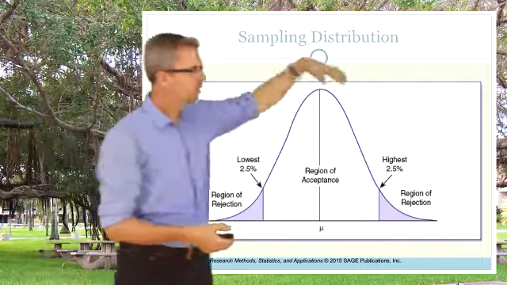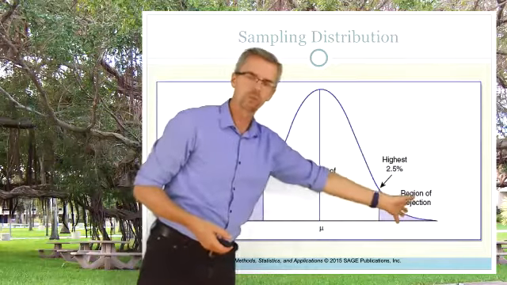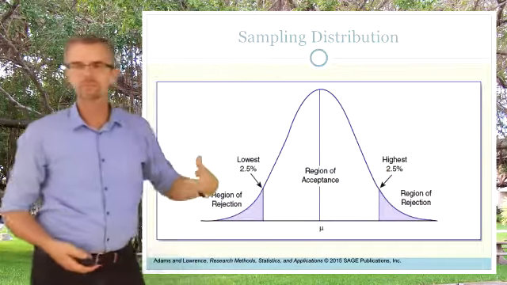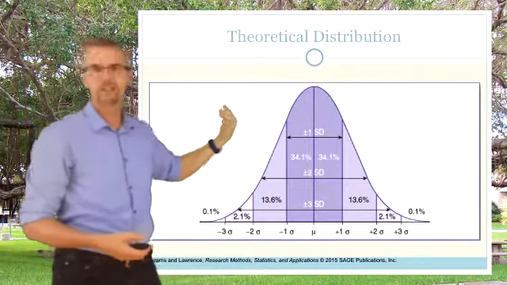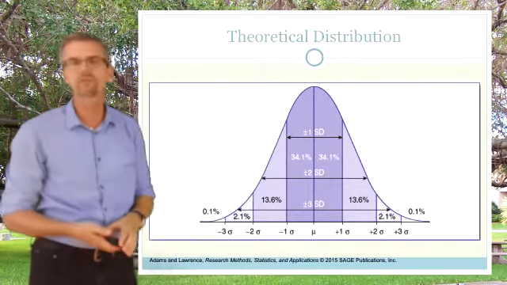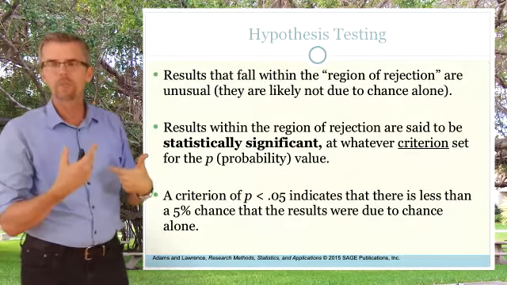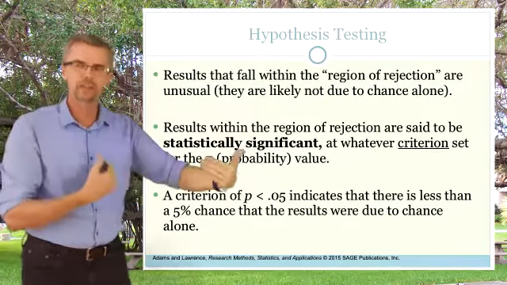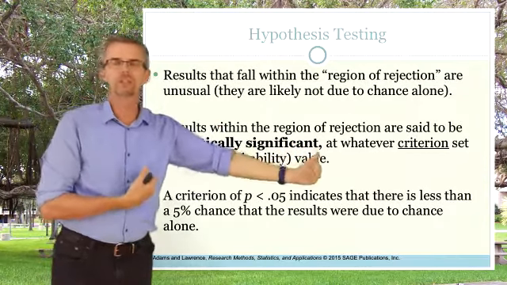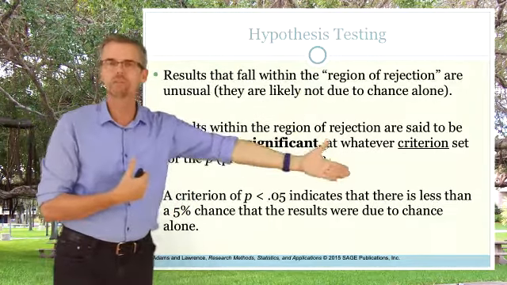So once again, we return to this theoretical sampling distribution. If we're going for 95% certainty, then we've got a 2.5% region of rejection in either one of the tails on a two-tailed hypothesis testing. The theoretical distribution, once again, is that idea that we referred to in the last chapter about 1 standard deviation, 2 standard deviations, and 3 standard deviations from the mean on a normal distribution. And so the hypothesis testing is based on the idea that the results that fall within the region of rejection are unusual. They are likely not due to chance alone. So if your hypothesis testing puts you in that region of rejection, then you are able to not support the null hypothesis.